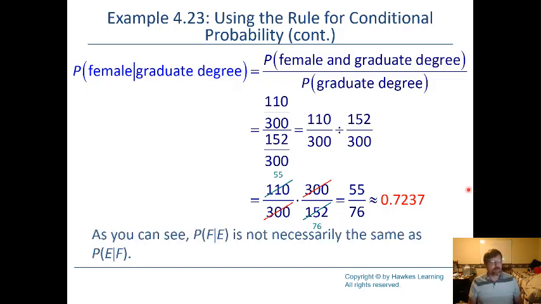So one of the things this does show is that the order you choose things matters. In this situation, we're more likely to hire a female given we're looking for a graduate degree than we were likely to get a graduate degree given that we were hiring a female.